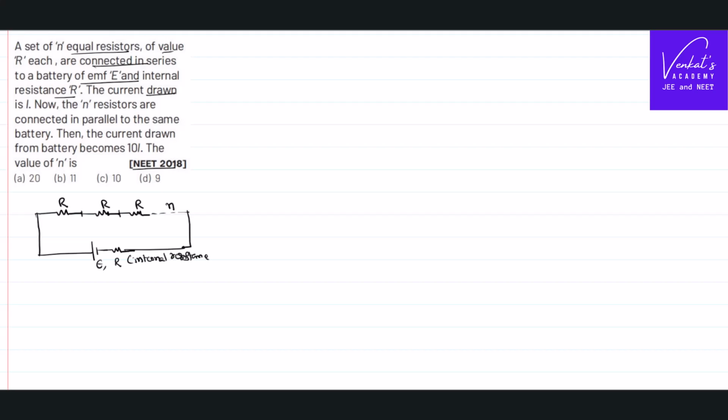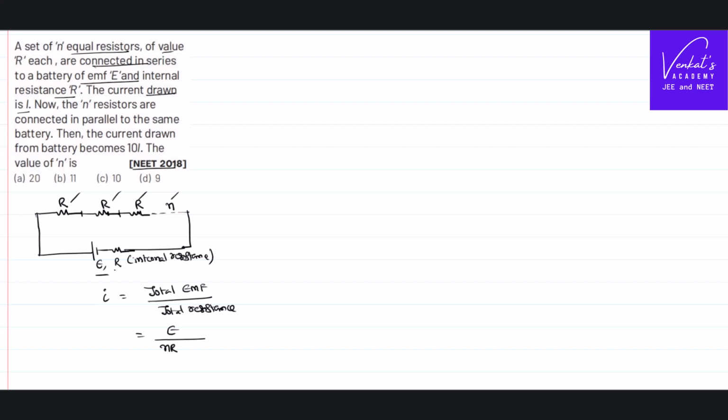Then the current drawn in the circuit is I. I can write an equation for the current in this circuit. Using Ohm's law, V equal to IR, I means total EMF in the circuit by total resistance. There is only one battery, so the total EMF in the circuit is E. Total resistance means this R and up to n resistors are in series. In series, resistance is R1 plus R2 plus R3. N identical resistances means nR.